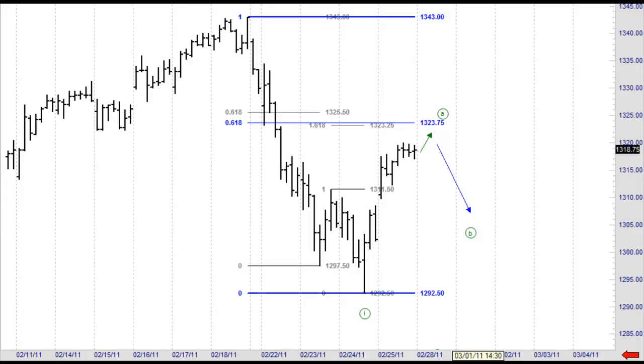From a trading perspective, we can reevaluate whether this is wave B of wave 2 circle or if a larger decline may be developing.